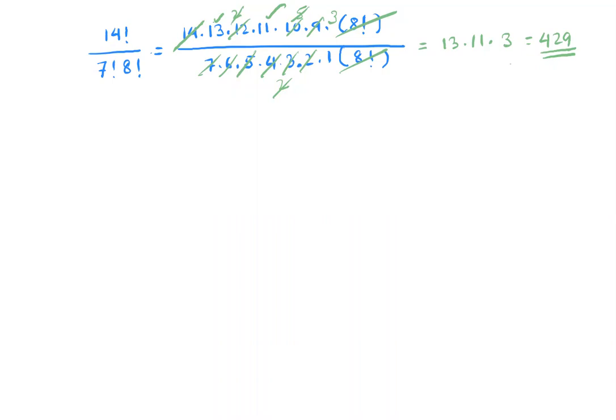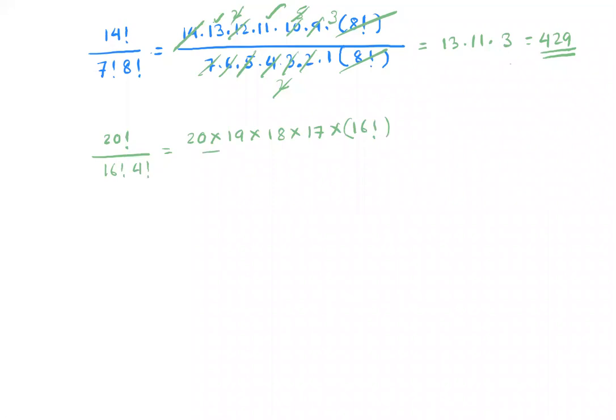Okay, so let's try it. Another one. So let's do 20 factorial divided by 16 factorial times 4 factorial. Okay. So 20 factorial, I could write it as 20 times 19 times 18 times 17 times 16 factorial.